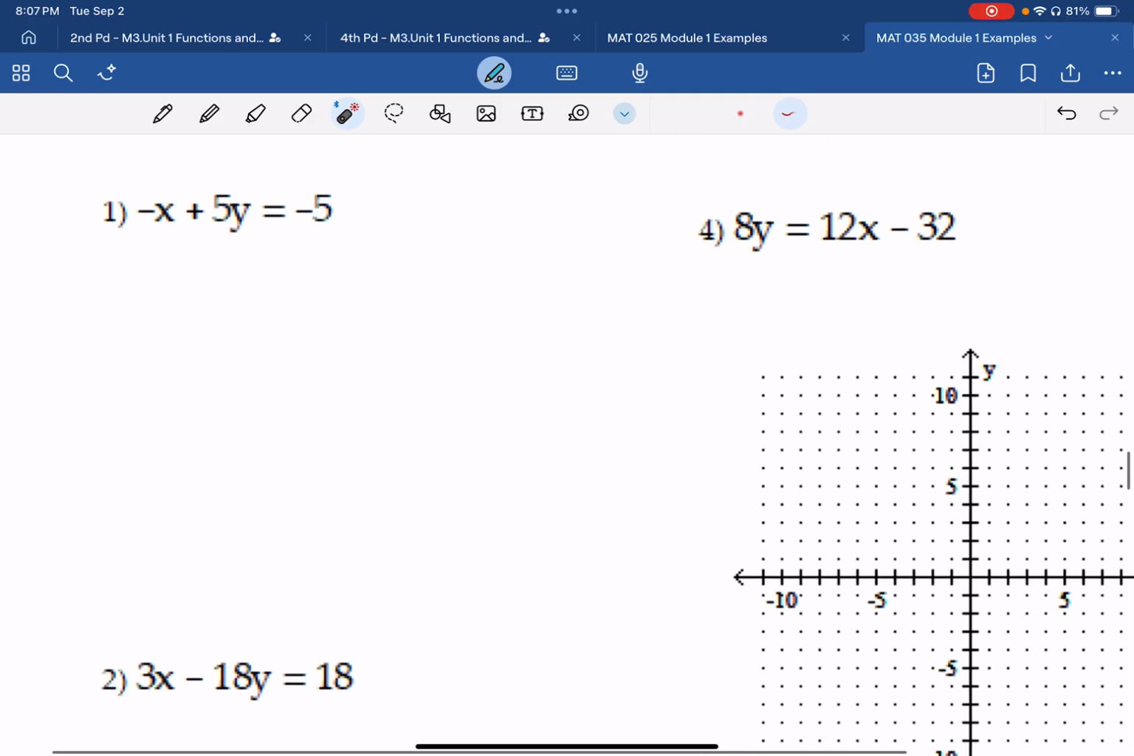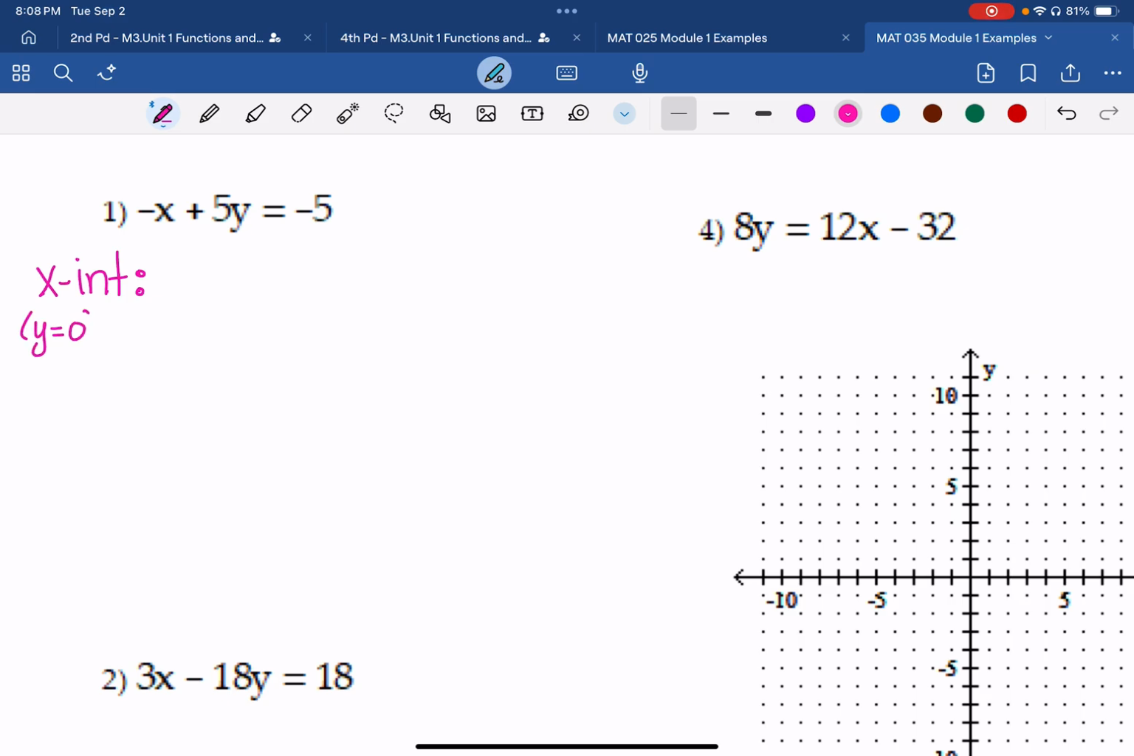So if we look at example 1, we want to find the x and the y-intercepts. So let's look at the x-intercept first. To find the x-intercept, that's when your y equals 0, because it's when it crosses the x-axis. So to do that, I'm going to plug in a 0 for my y. Everything else stays the same.